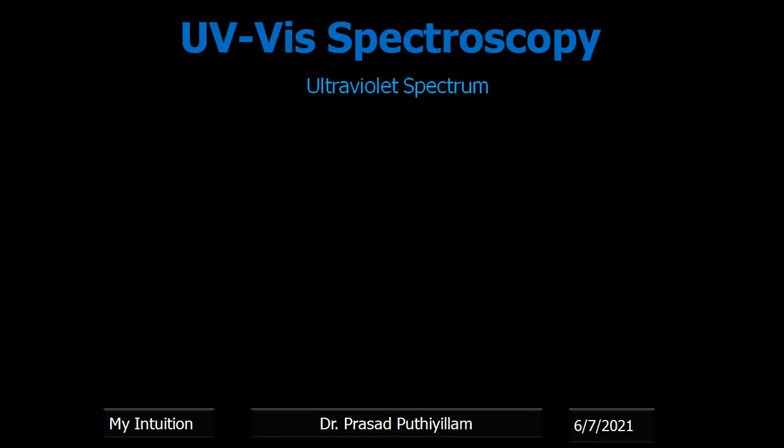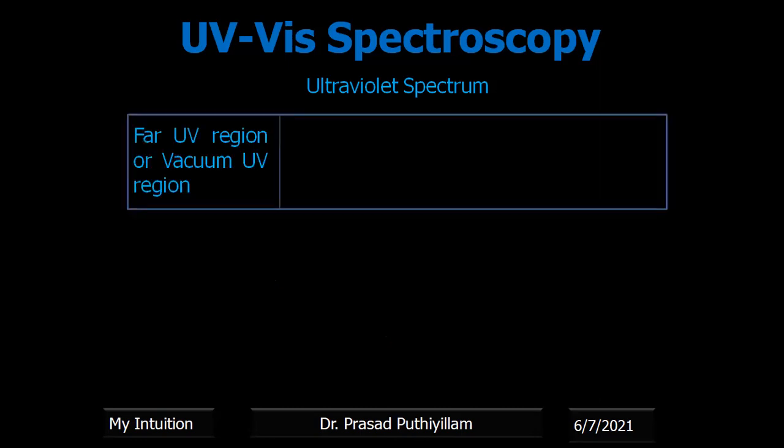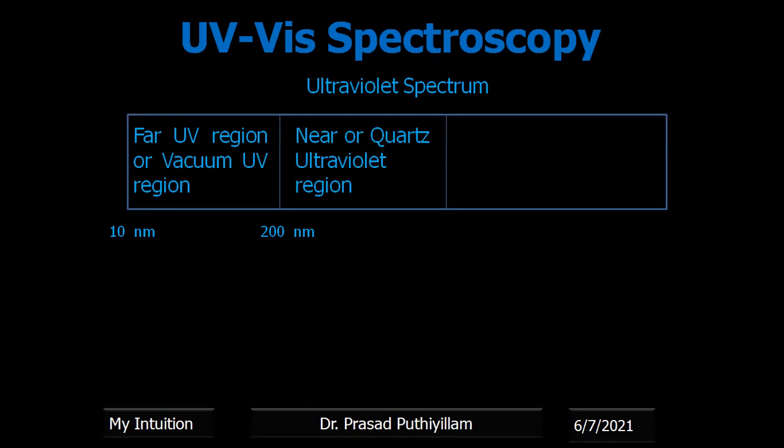So in the ultraviolet spectrum, we have already seen that it has a far ultraviolet region, which is also known as the vacuum UV region, and it extends from 10 nanometers up to 200 nanometers. Then comes the pure UV, what we call the near ultraviolet or quartz ultraviolet region, which extends up to 380 nanometers. Then the visible region up to 780 nanometers. So this is actually the ultraviolet and visible spectrum.